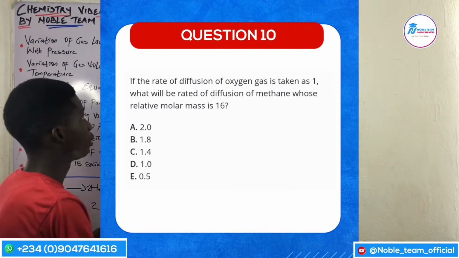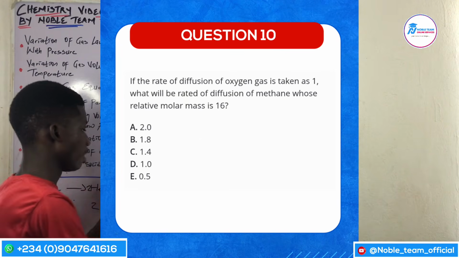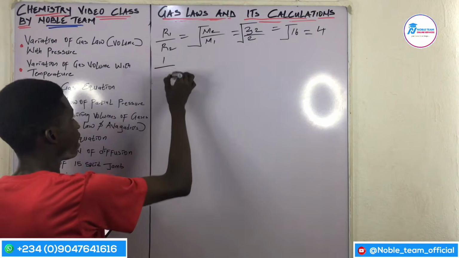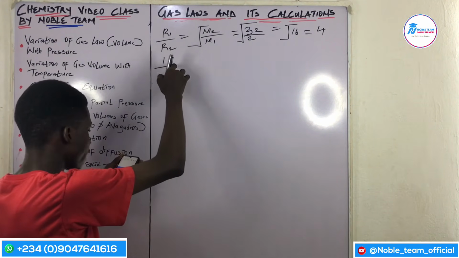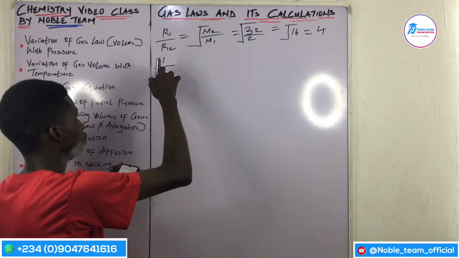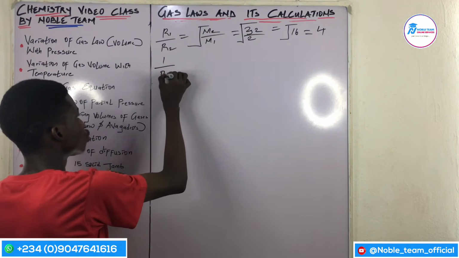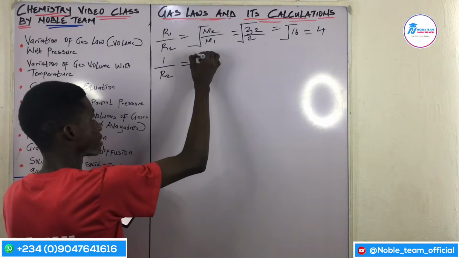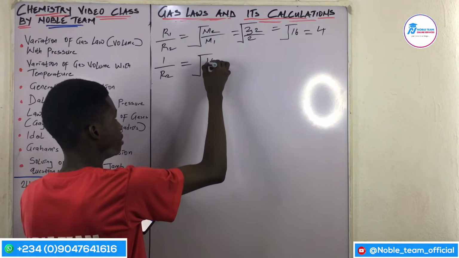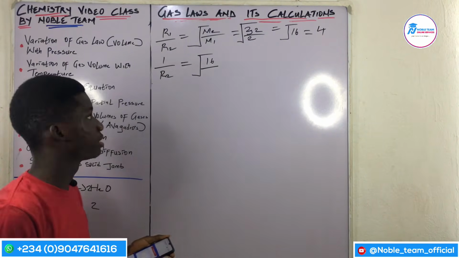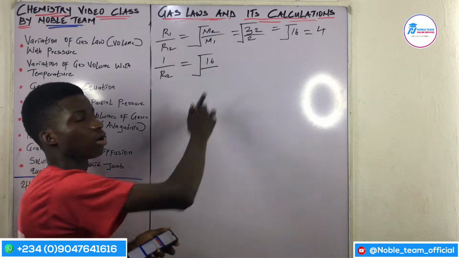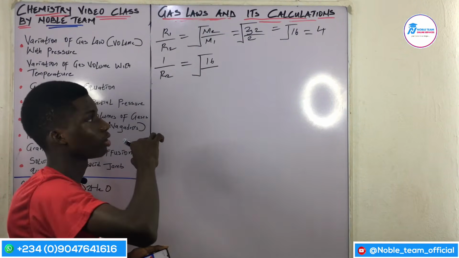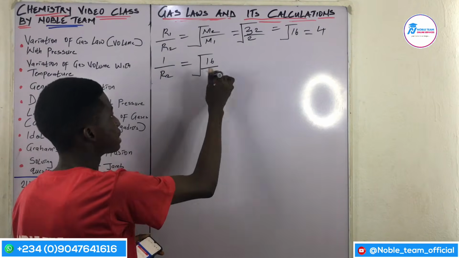Then we are going to still be making use of this. Now the rate of diffusion of the oxygen is 1 divided by, we are asked to get the rate of diffusion of the methane. I represent it as R2, then is equal to M2 is what? They say it is 16, square root of 16 divided by M1. What is the relative molecular mass of this oxygen? Which is 32.